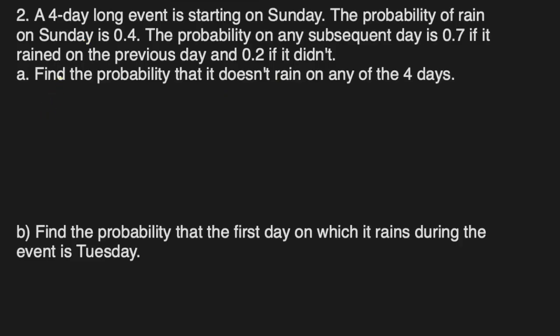Question number 2. A 4-day long sporting event is starting on Sunday. The probability of raining on Sunday is 0.4, the first day. The probability on any subsequent day is 0.7 if it rained on the previous day, and just 0.2 if it didn't rain on the previous day. Part A. Find the probability that it doesn't rain on any of the 4 days. So let me say that R means it rains and N means it doesn't rain.